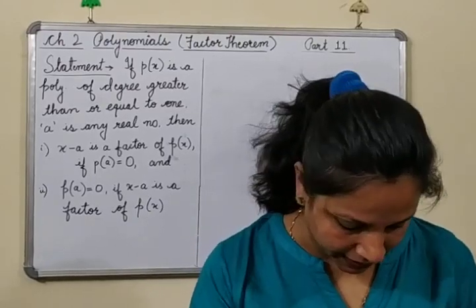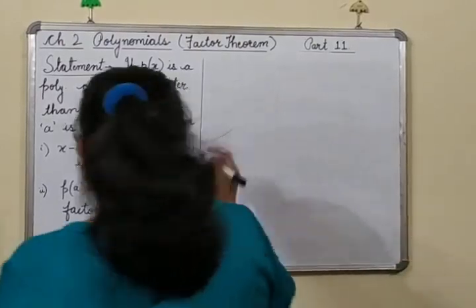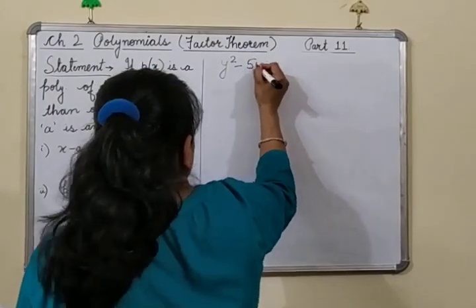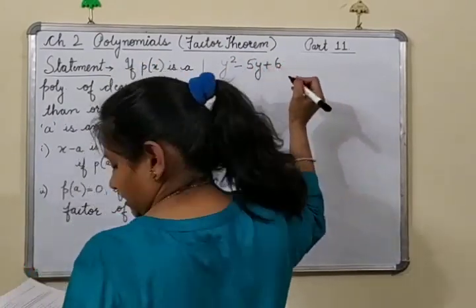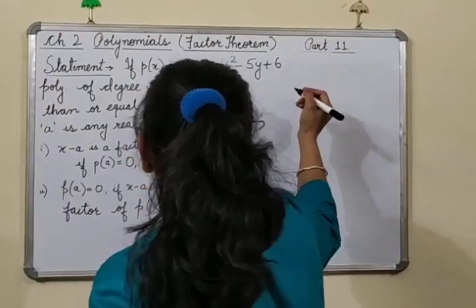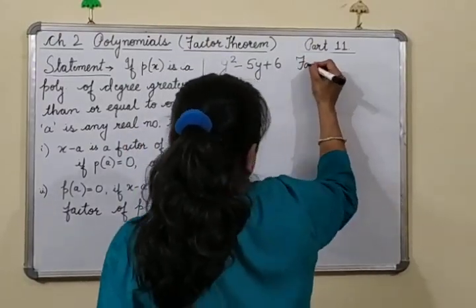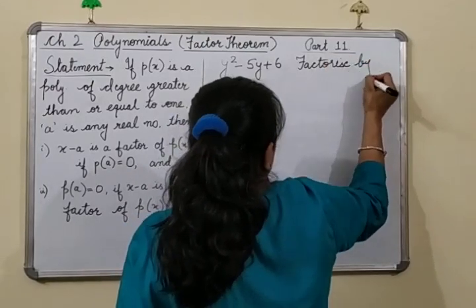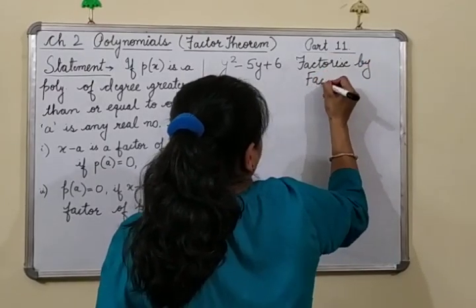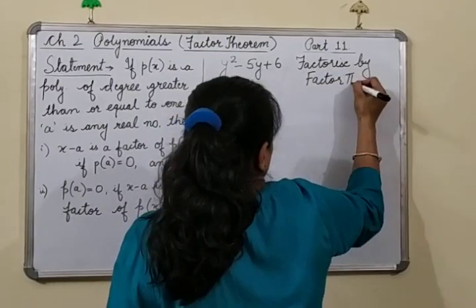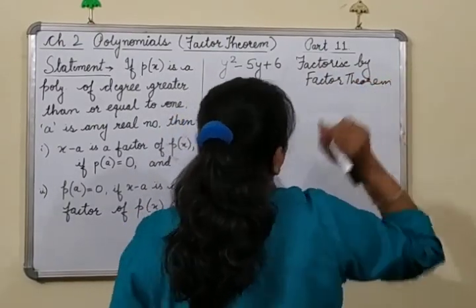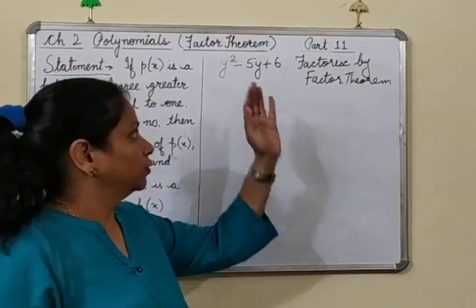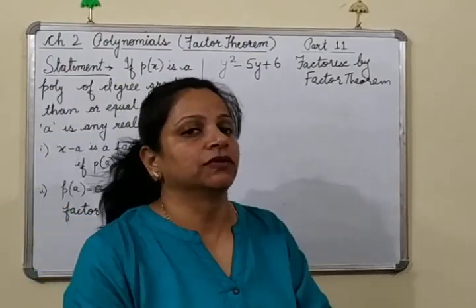The example is, say for example, we have this polynomial, and we have to factorize this polynomial by factor theorem. We have to factorize this by factor theorem. Now look at it carefully. Look at the question carefully.